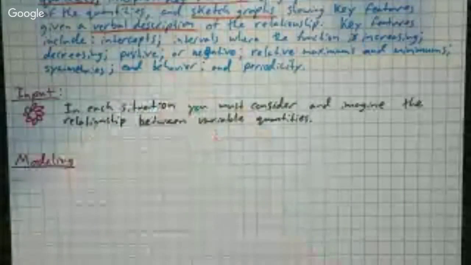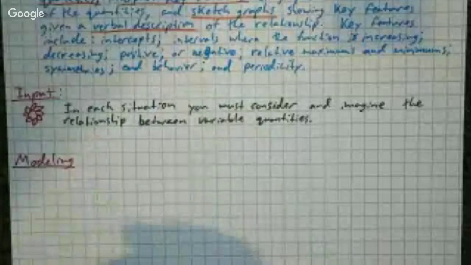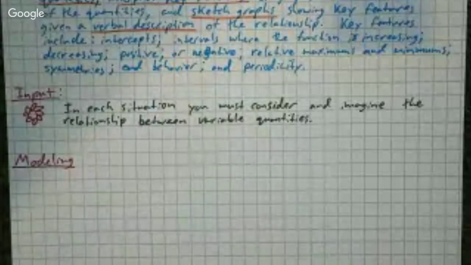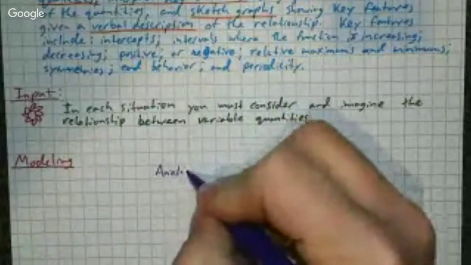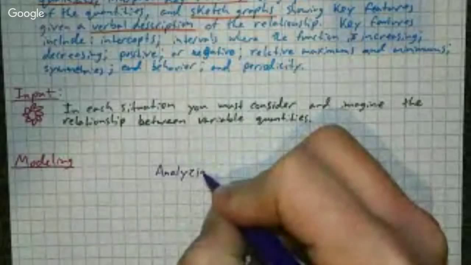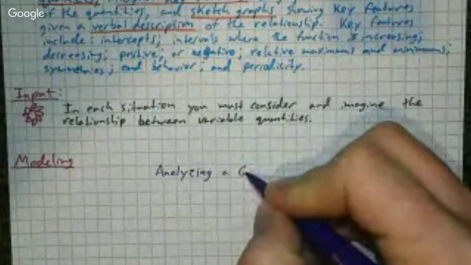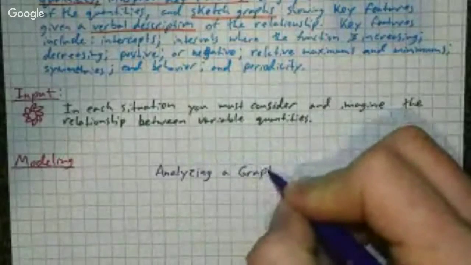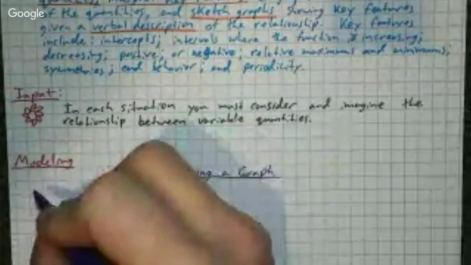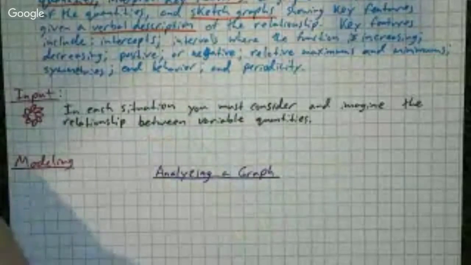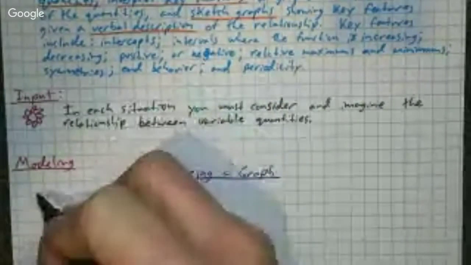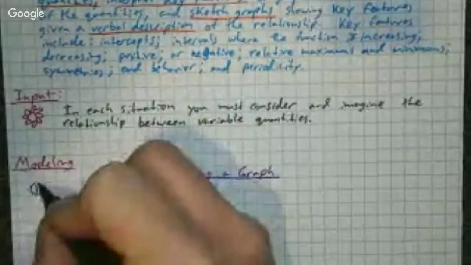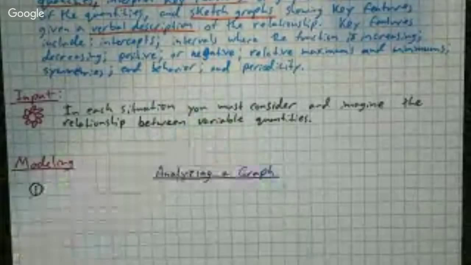And we are going to start. Now, there are three different situations, three different ways we're going to go about looking at the modeling. First one is we're going to know how to analyze a graph. Okay, so what I'm going to do is write out the situation. We're going to go ahead and solve that situation.